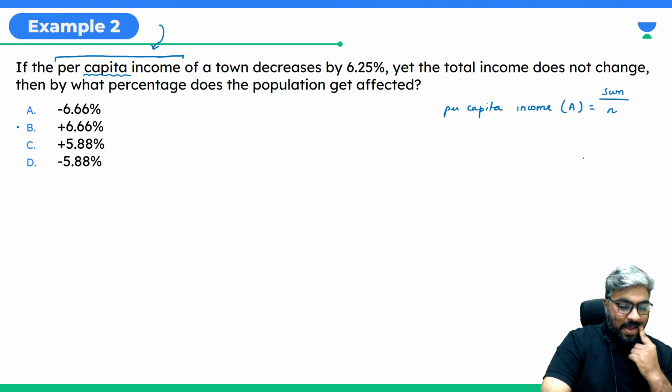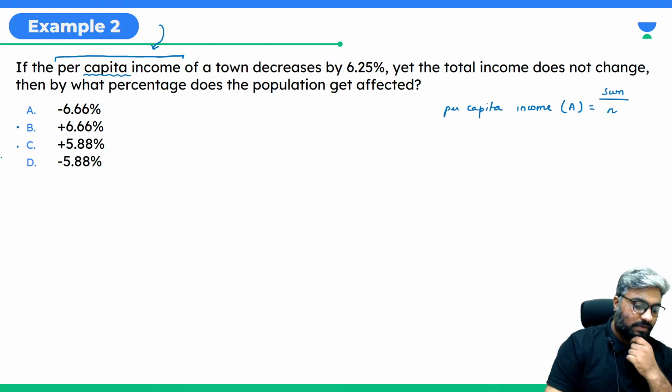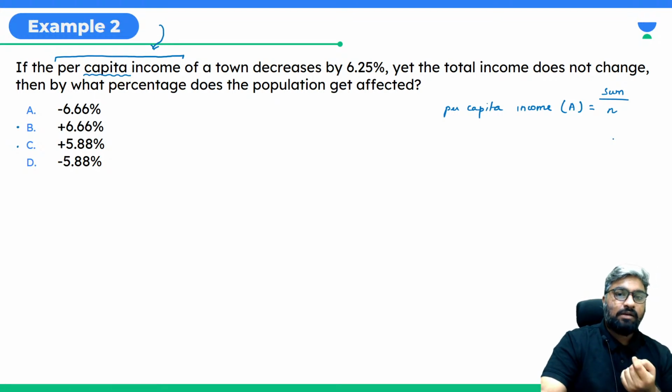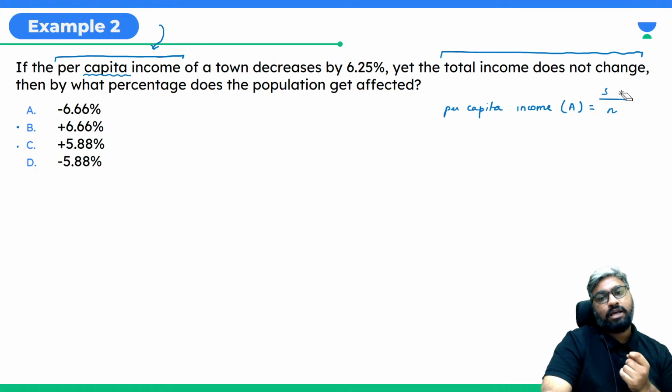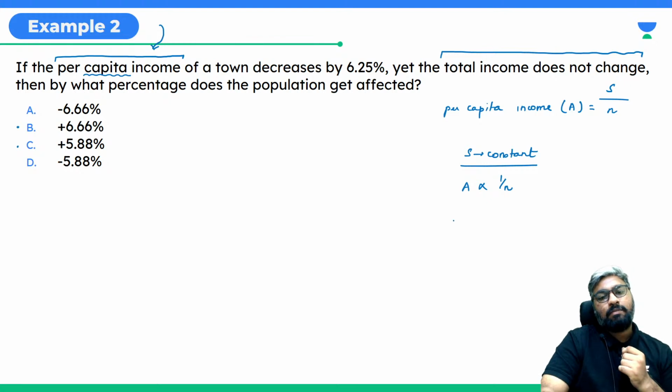Yes. Jasmindeep is saying B. Very good. Shruti is saying C. All right. Muskan is saying B. Very good. So here what do we notice? We are saying that the total income does not change. मतलब sum जो है, S जो है, that is constant, है ना? S is constant. So what did we see, guys? If S is constant, then average and number of terms are inversely proportional, है ना? अपने केस में per capita income will be inversely proportional to the population. Agreed?